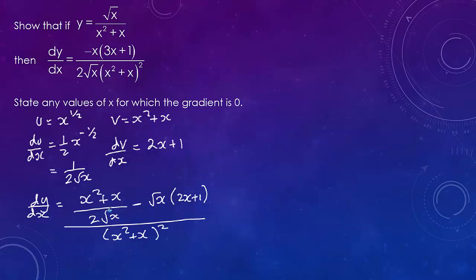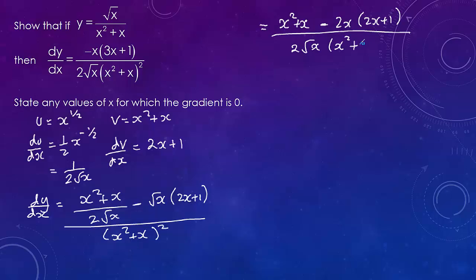Now the fraction on top of a fraction is not good, so we need to multiply top and bottom by 2 root x. Multiplying top and bottom means that we're effectively multiplying by 1. If we multiply this term by 2 root x, the 2 root x's cancel, and we end up with x squared plus x. If we multiply this term by 2 root x, root x times 2 root x is 2x, so we've got 2x plus 1. And now we have 2 root x on the bottom, together with the x squared plus x all squared. And that's the correct denominator, so that's usually a good sign.